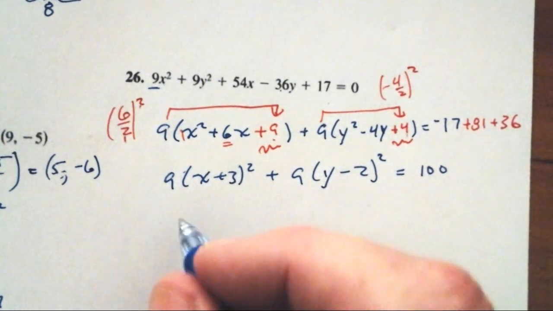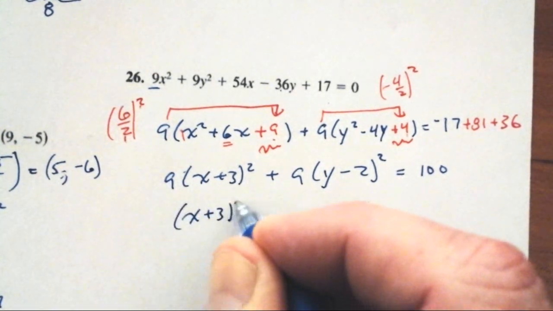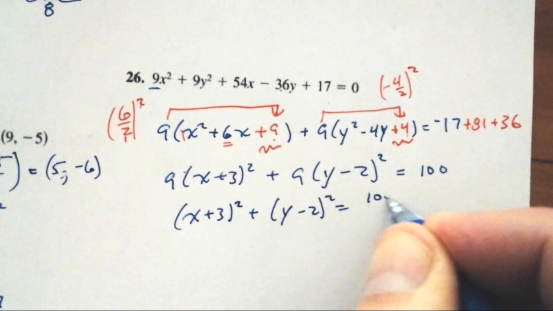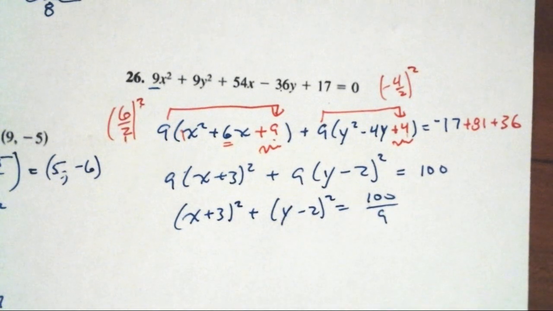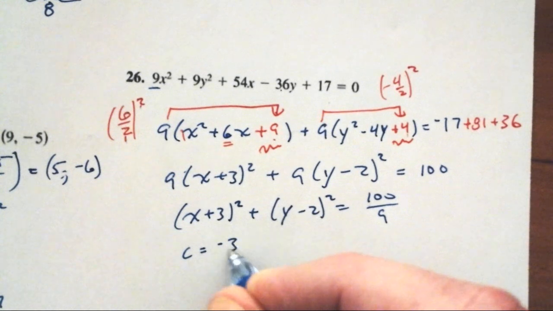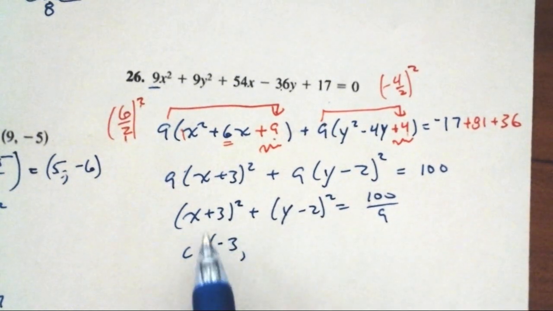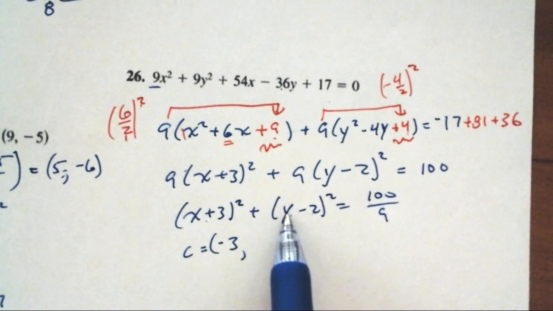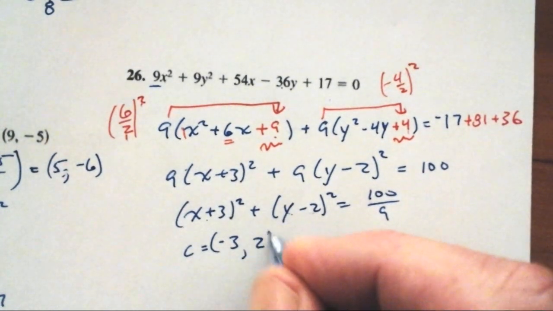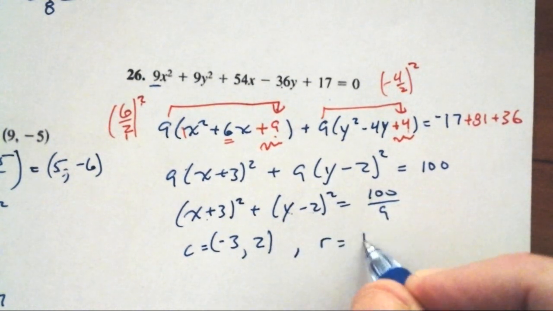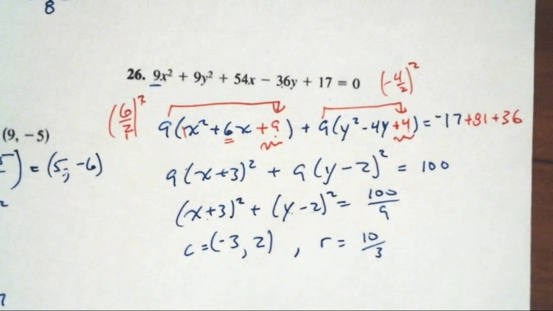Divide by 9 on both sides. (x + 3)² + (y - 2)² = 100/9. So our center is negative 3, the x-value, the most interesting value of x, positive 2, the most interesting value of y, 2. And our radius is the square root of 100/9, or 10/3. All right, let's move on.